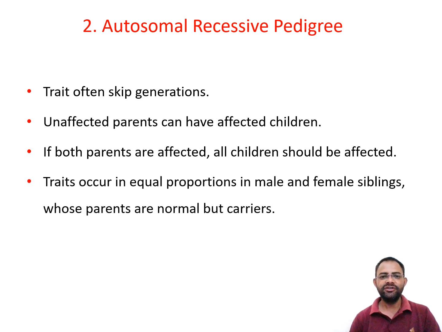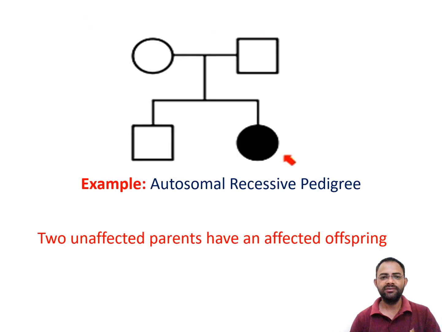The next one is, the traits occur in equal proportion in male and female siblings whose parents are normal but carrier. Now look at this pedigree chart. Here, both the parents are unaffected, but they have one affected child. Thus, we can say that two unaffected parents have an affected offspring, which confirms the autosomal recessive pedigree here.